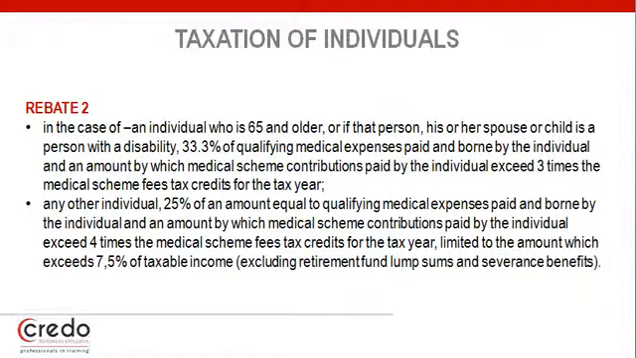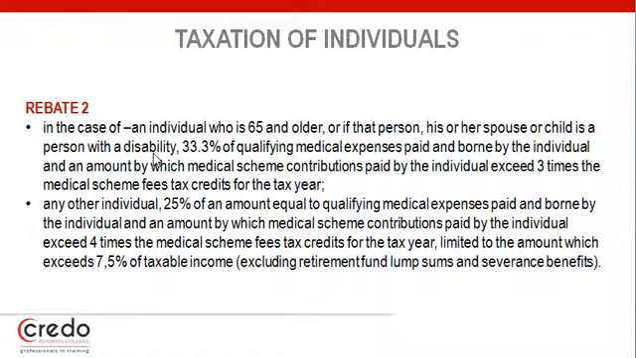Rebate 2, you either have individuals who are 65 and older, then we use 33.3% of the qualifying medical expenses paid and borne by the individual, and an amount by which the medical aid scheme contributions paid by the individual exceeds 3 times the scheme fee tax credit for the year. This also applies if there's any person on the medical aid who has a disability.